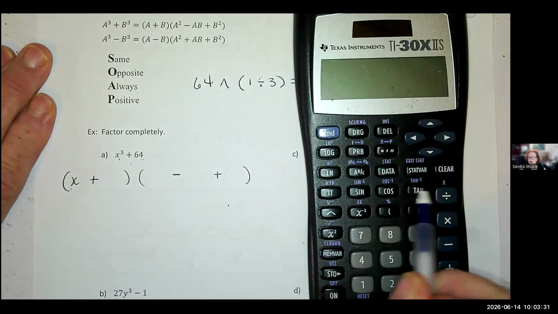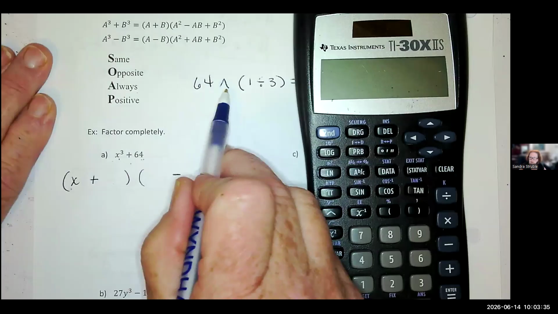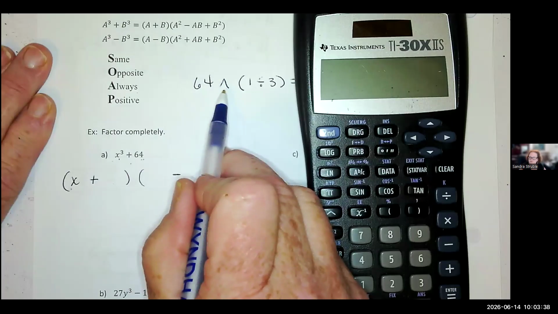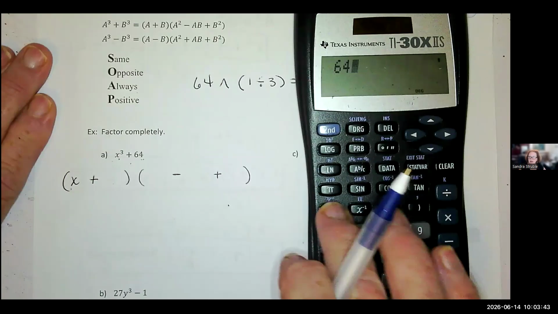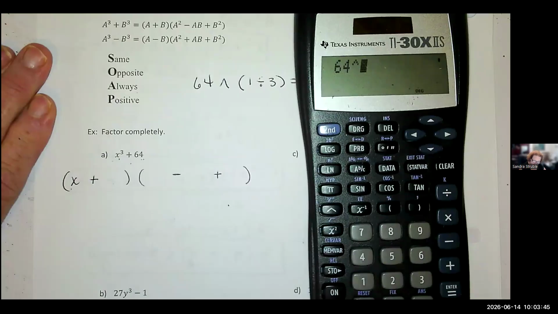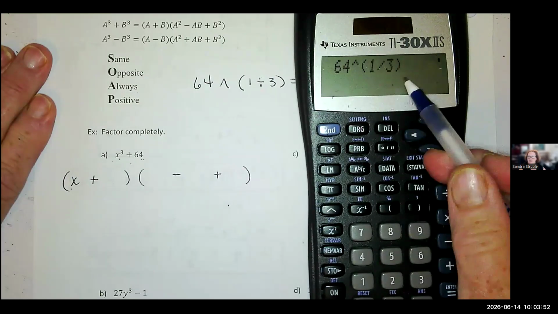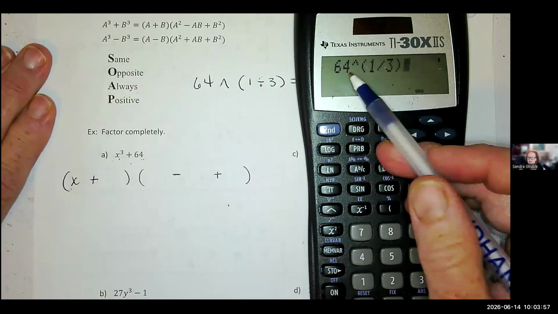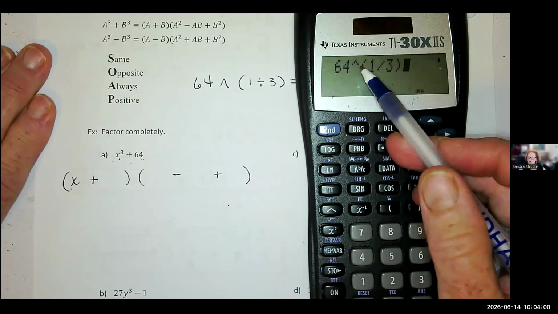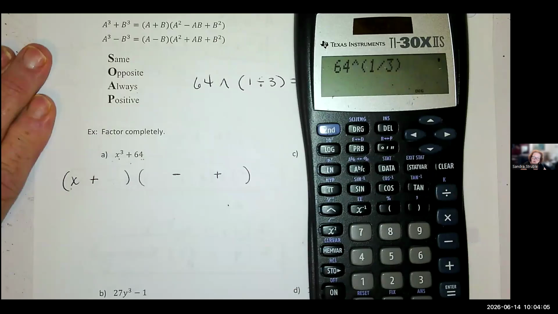So write whatever you have for your exponent piece, because I'm not sure who has which calculator, but I'm going to do that. 64. I'm going to use caret. You'll use y to the x or x to the y if you have the x^a. Open 1 divided by 3, close. If you don't use the parentheses, you're going to get 64 divided by 3. And that's not what we want. So 64 caret, open your parenthesis, 1 divided by 3, close and equals. And 4 is the answer you want.